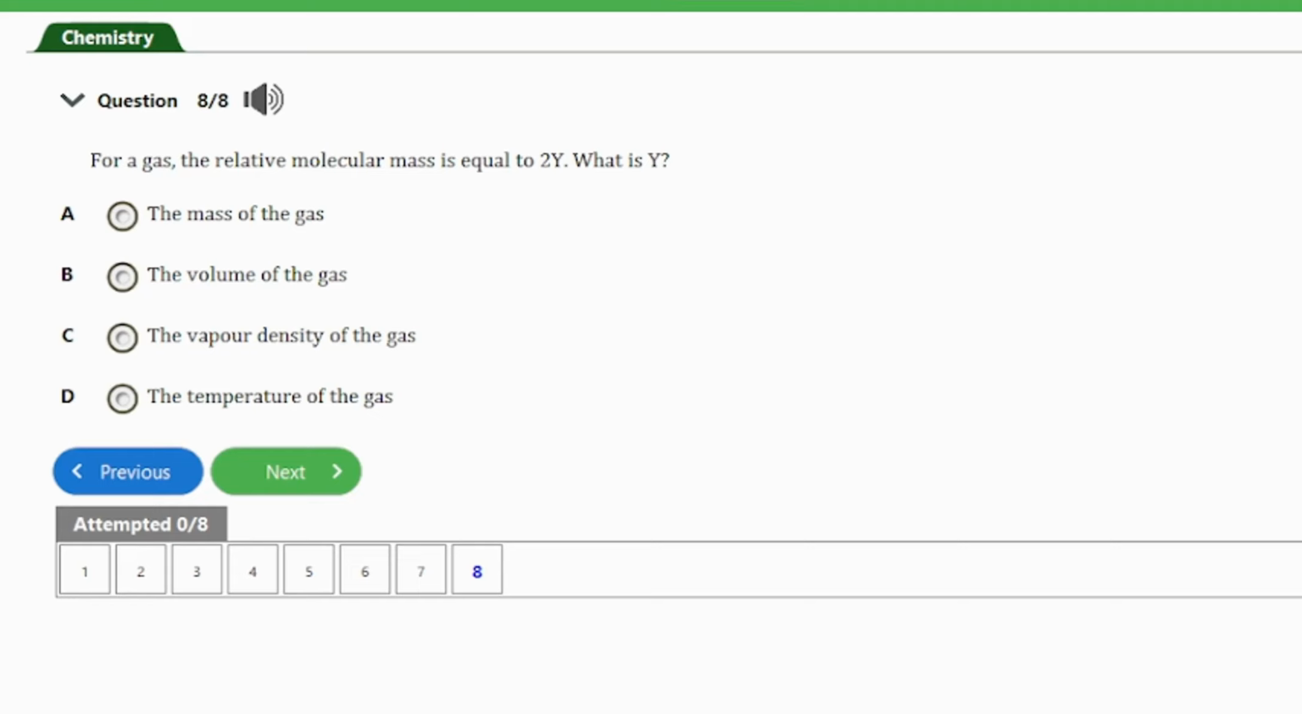So let's quickly go ahead and consider the next and the last question here, guys, and that's question number 8. It says, for a gas, the relative molecular mass is equal to 2y. What is y? A, the mass of the gas. B, the volume of the gas. C, the vapor density of the gas. D, the temperature of the gas. So guys, the answer to this question is option C, and that's the vapor density of the gas. The relative molecular mass of a gas is twice its vapor density. So guys, Y here will represent the vapor density of the gas.